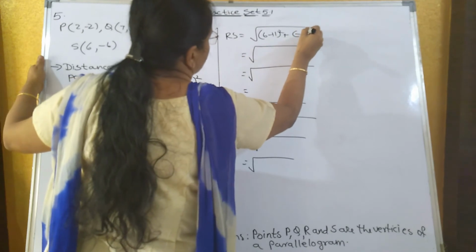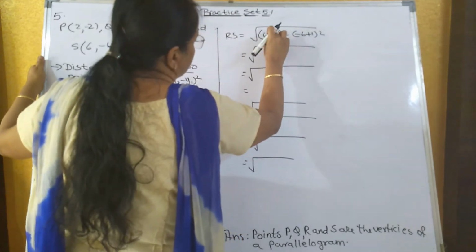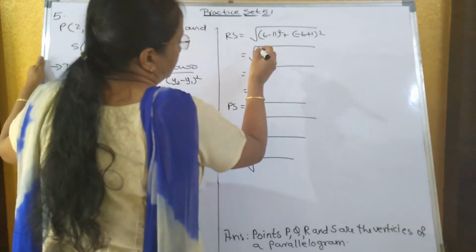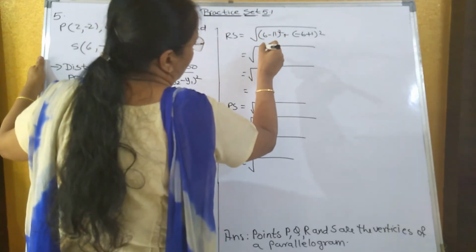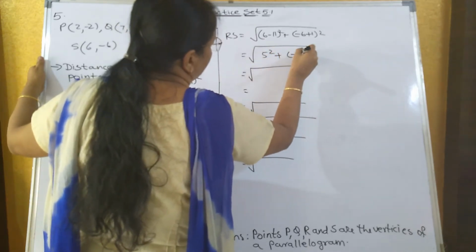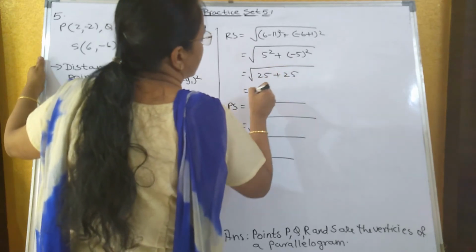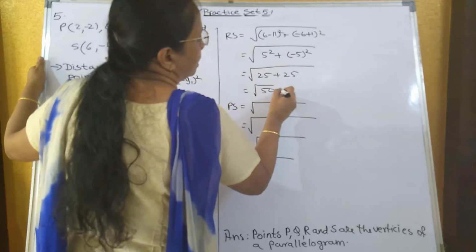Minus 6 plus 1 the whole square. 6 minus 11 is how much? 6 minus 11, minus 5, the whole square, plus minus 5 the whole square. That is 25 plus 25. That's equal to root 50. So let this be 3.